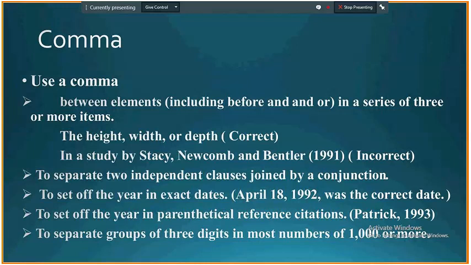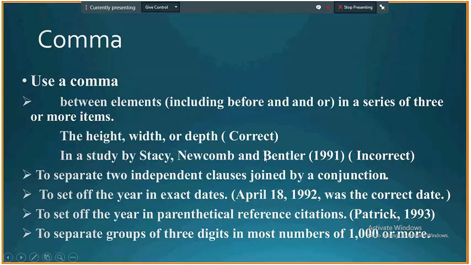Also, you helped me in supporting my presentation on the use of the comma. Regarding the use of the comma, I have mentioned here five rules, which are from the APA manual. The first one is between elements. Here I mentioned including a comma before "and" or before "or". This is correct because there is a comma before "and".